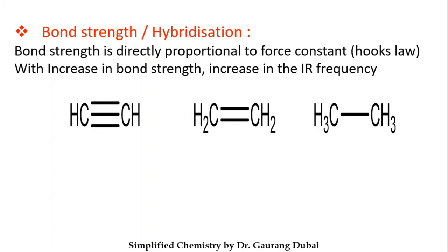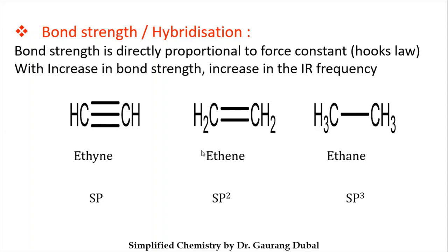And with increasing bond strength, we will get a higher frequency of infrared. Why? Because, you can see, this is ethyne, this is ethene, and this is ethane, right? Now, in ethyne there are two atoms, one is carbon, one is hydrogen, right? It means the proportion of contribution of both atoms is the same. So we can consider the S character up to 50%.